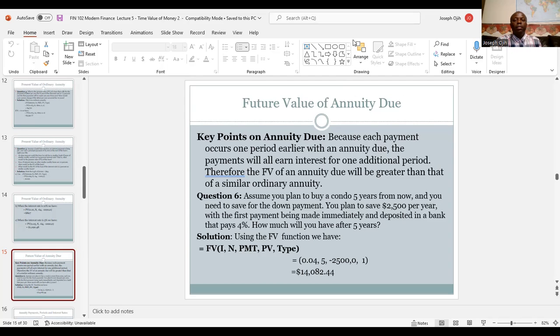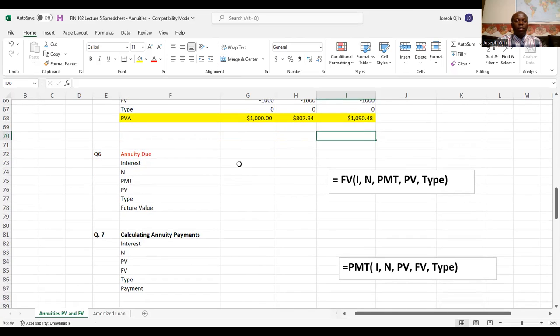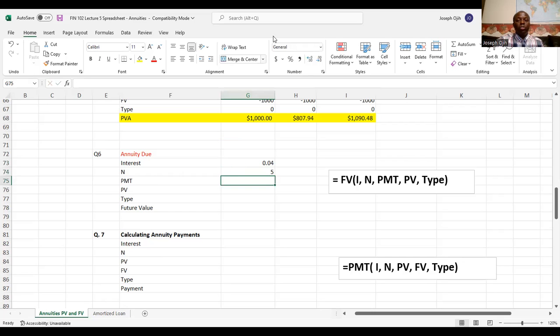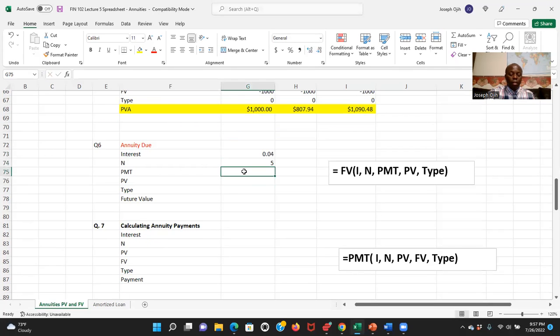So let's go and put this in Excel and then do our computation. So you have it here. Interest is 4%, 0.04. Number of periods is 5 years. Just to make sure you are seeing this. Payments negative 2,500. Present value, there's no present value. Future value, type is 1.